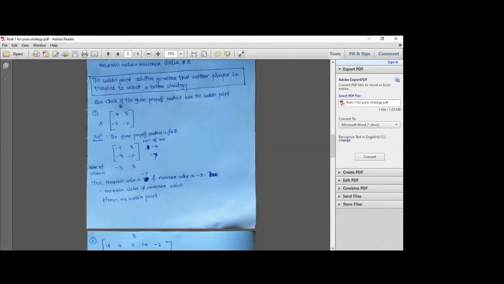So if we find out the minimum of row amongst these two values, the minimum is -4. And again here, the minimum of row is -7. Here we are going to find out the maximum amongst the column. The maximum amongst the column here is -3, and here it is 3, right. So what is the minimax value, or let's start from the max min value.